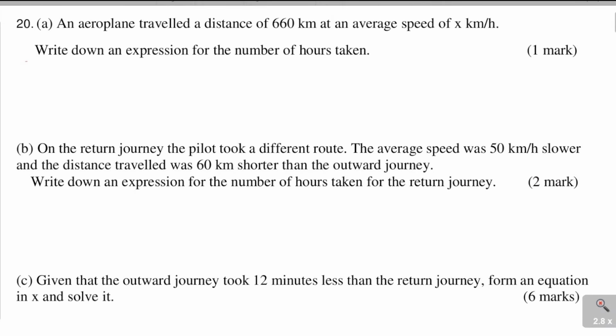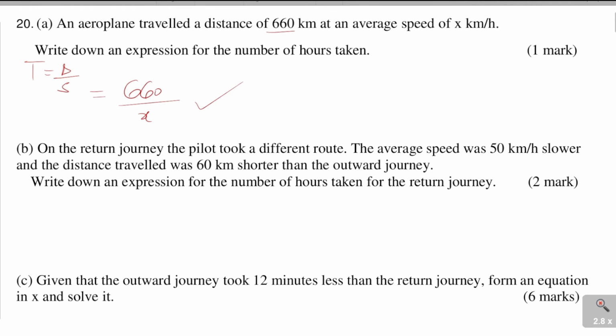Question 20, part A. An aeroplane traveled a distance of 660 kilometers at an average speed of x kilometers per hour. Write down an expression for the number of hours taken. So for the number of hours, you require to get time. Time is given by distance divided by the speed. In this case, the distance is 660 kilometers divided by the speed, which is x. That expression will give the number of hours. That is what you are required to give.